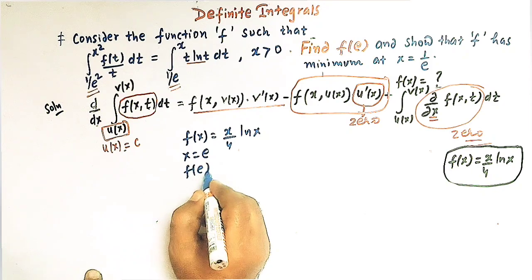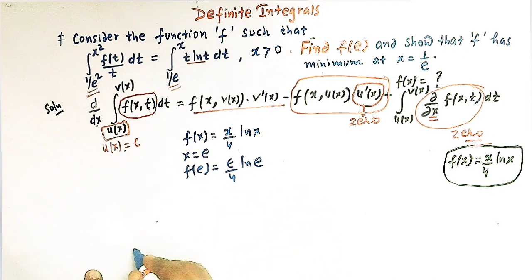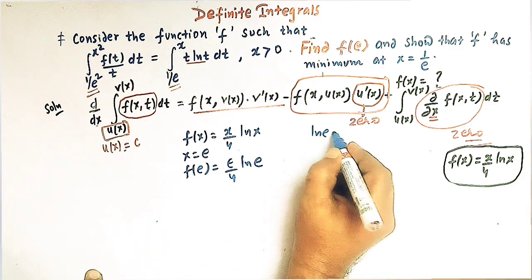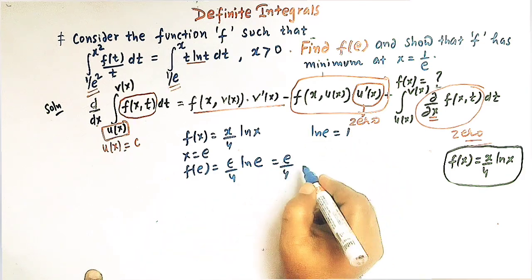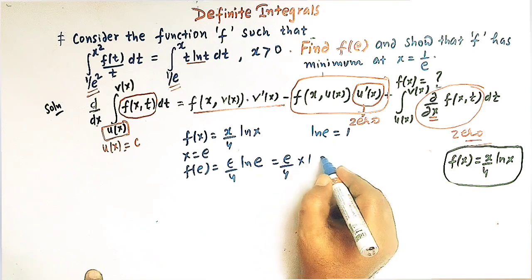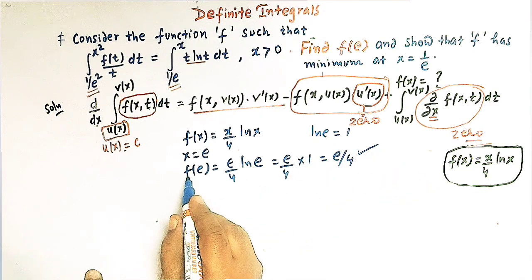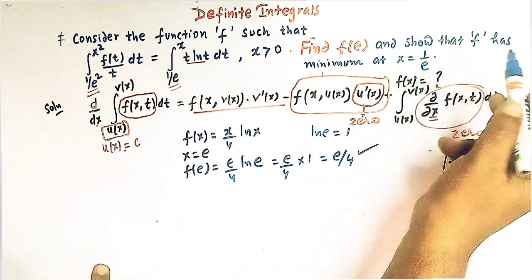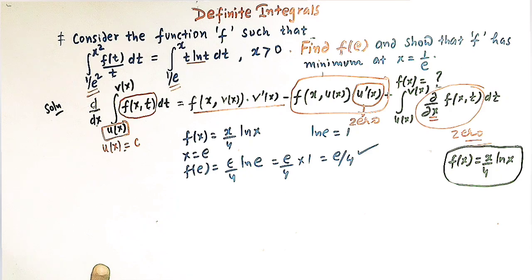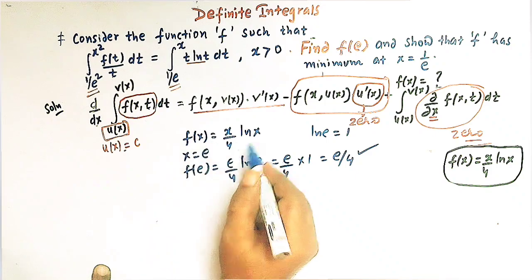So f of e is equal to e over 4 times natural log of e, and natural log of e is equal to 1. So we have e over 4 times 1, that is e over 4. So this is the value of f of e. Now we have to show that f has a minimum at x is equal to e. So for this, let us differentiate f of x.